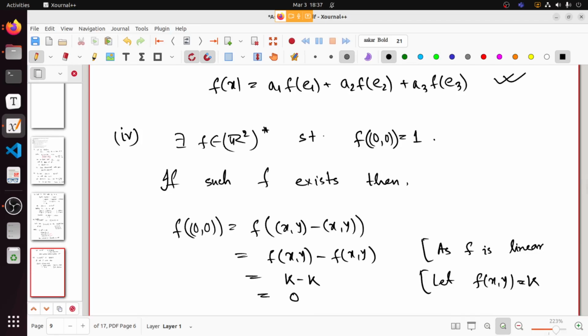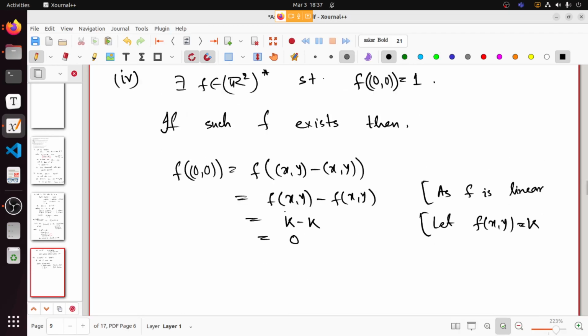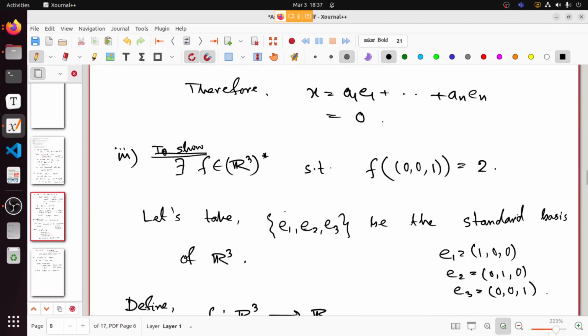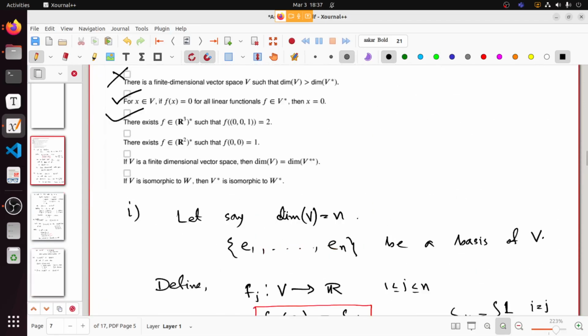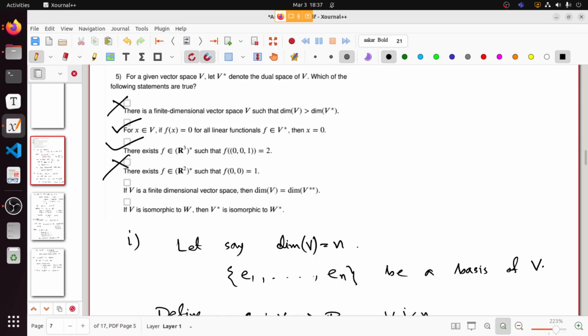So f of (0, 0) should be 0, which means there does not exist any linear functional which will take (0, 0) to 1. This implies there does not exist any f in the dual of R2 such that f of (0, 0) is 1, right? So option number 4 is again false. Okay, let's now move to option number 5.